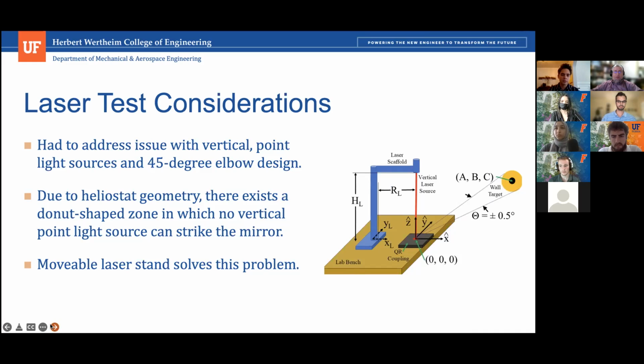So a few things we had to consider before we got to the actual test include some issues that Daniel discussed earlier, such as the 45-degree elbow design with the vertical point light source, as well as that donut-shaped circular zone in which the light source can't really strike the mirror directly. So these issues were mainly fixed by the use of that mobile laser scaffolding, as well as a fixed mount on the table for that quick release bracket. And having that fixed mounting point is also going to reduce the need for error and recalibration when conducting the test multiple times. And keep in mind that while these issues really only pertain to lab, having it outside in the sun is going to be a bit more forgiving accuracy-wise. So next slide.